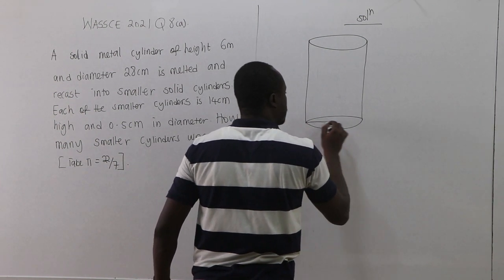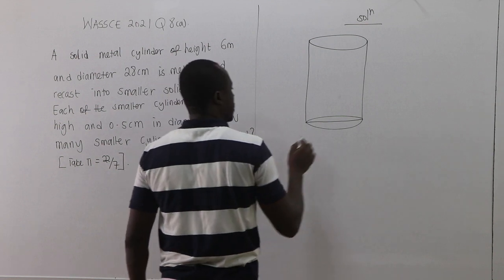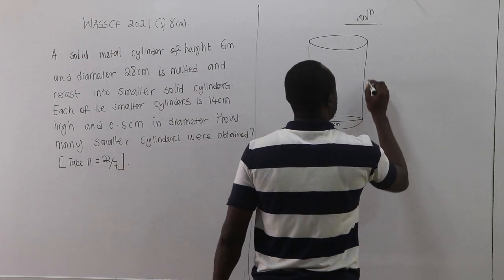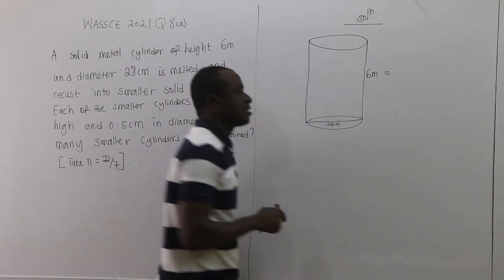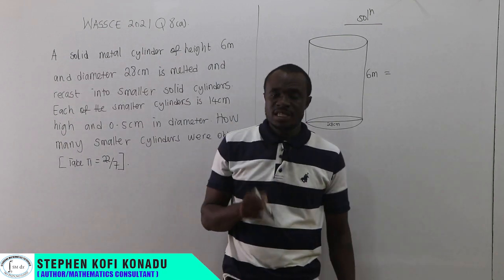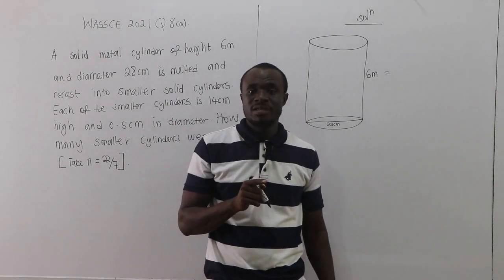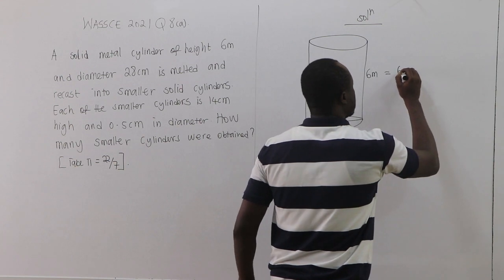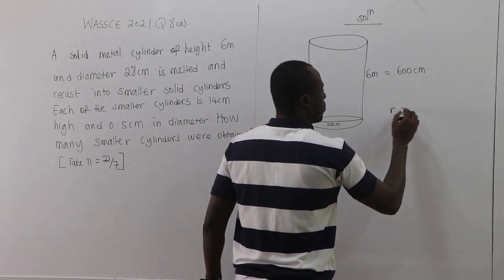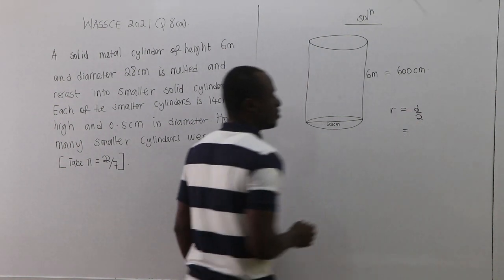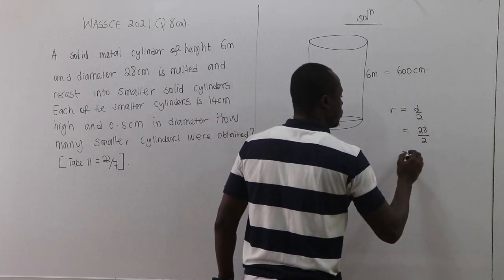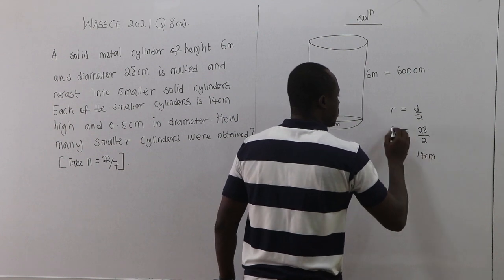We are given the diameter, which is 28 centimeters, and the height is 6 meters. But we have to change this 6 meters so that the units become the same. How many centimeters make 1 meter? We know 100 centimeters make 1 meter. So clearly, this is just 600 centimeters. Now, we know radius is diameter over 2, so we have 28 divided by 2, which is 14 centimeters.